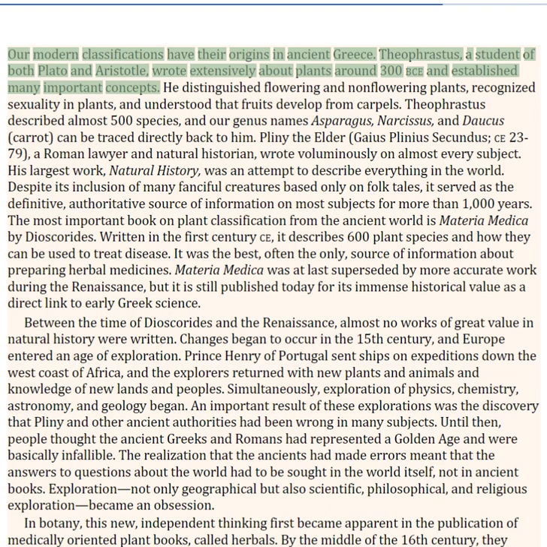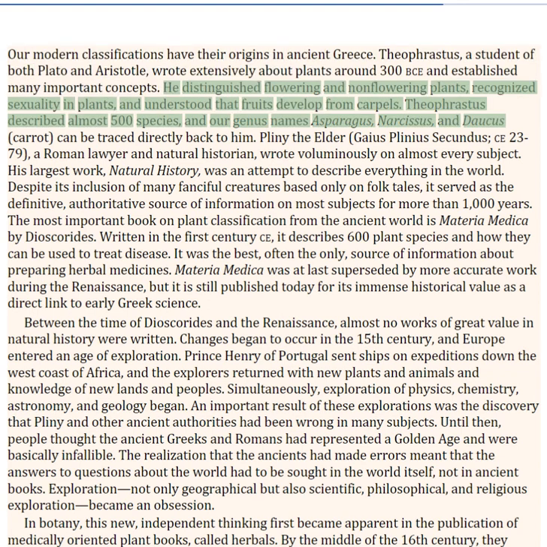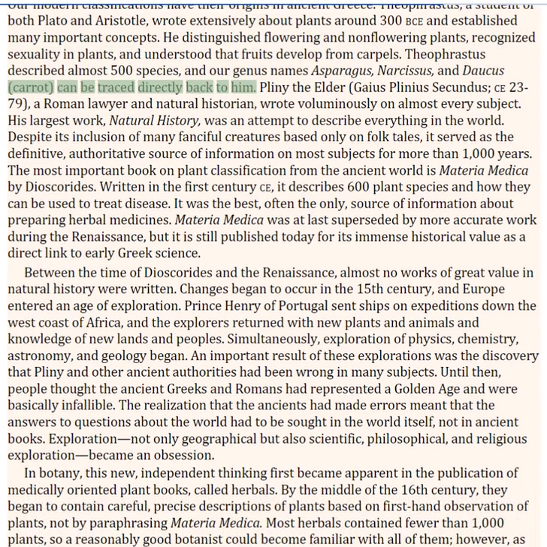Our modern classifications have their origins in ancient Greece. Theophrastus, a student of both Plato and Aristotle, wrote extensively about plants around 300 BC and established many important concepts. He distinguished flowering and non-flowering plants, recognized sexuality in plants, and understood that fruits develop from carpels. Theophrastus described almost 500 species, and our genus names Asparagus, Narcissus, and Daucus can be traced directly back to him.